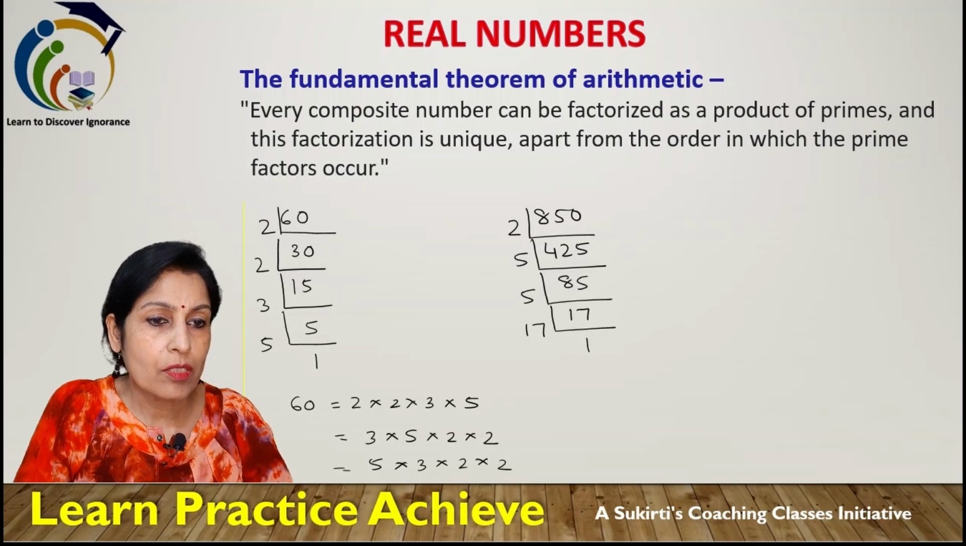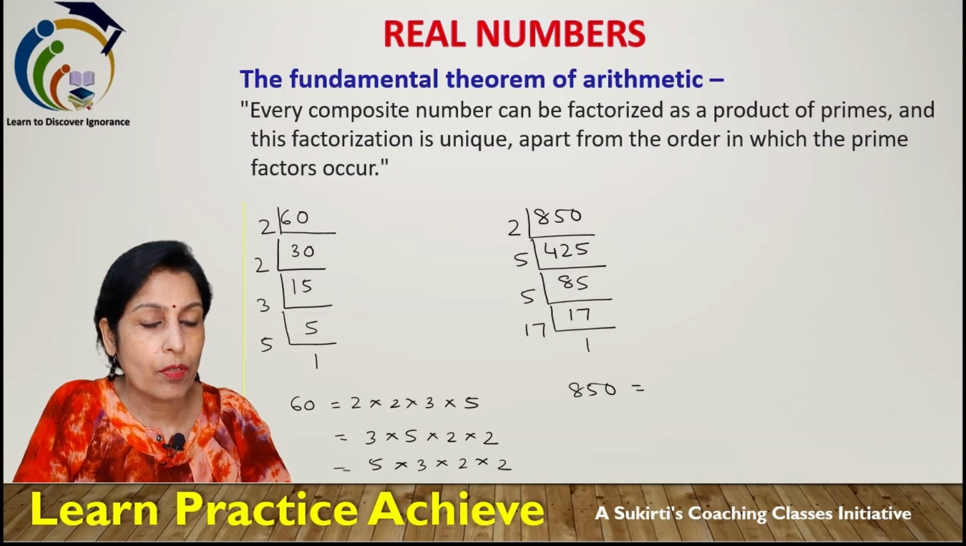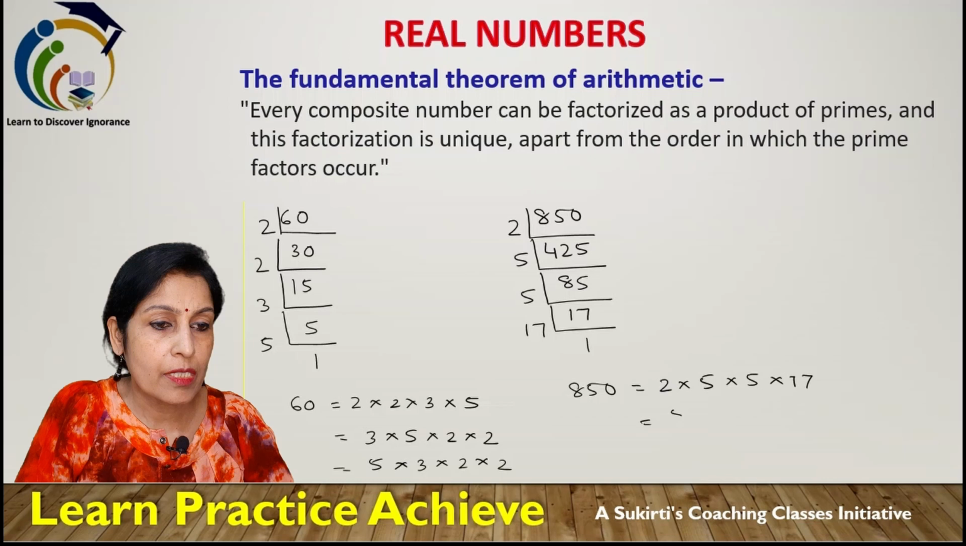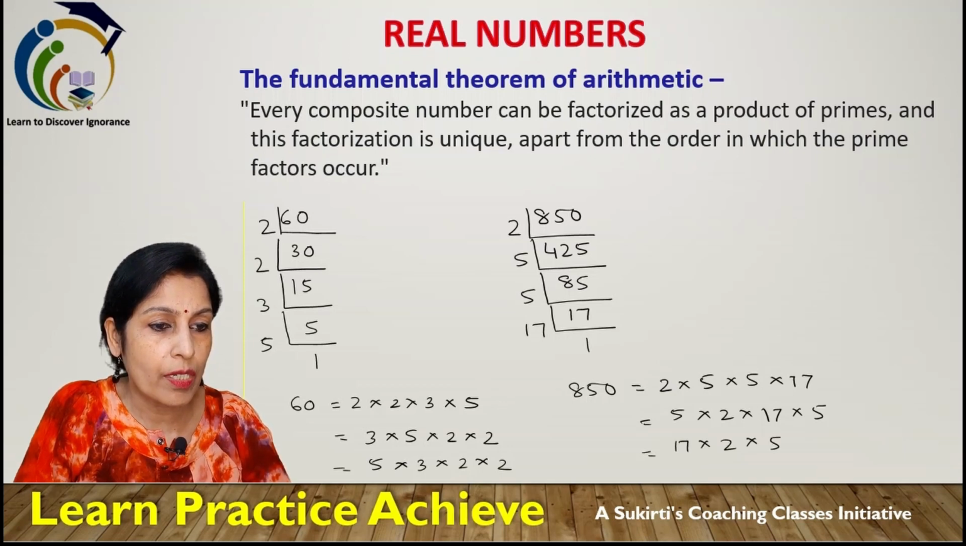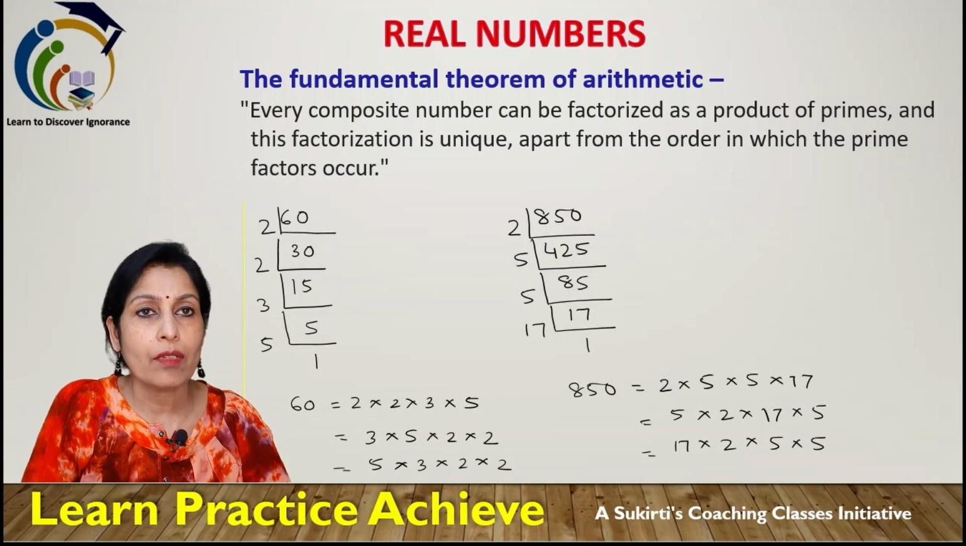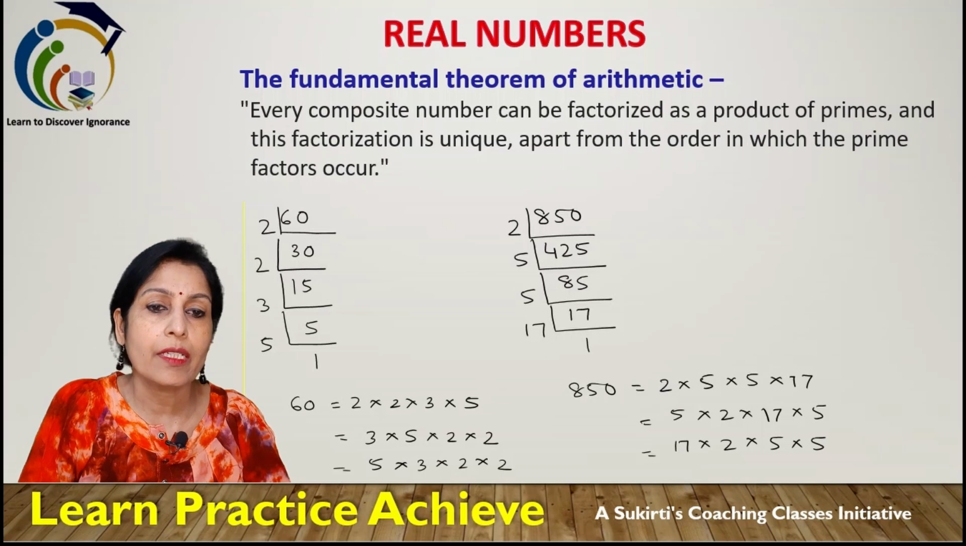So the prime factorization of this number 850 can be written in the form of 2 multiplied by 5 multiplied by 5 multiplied by 17, and this can also be written as 5 into 2 into 17 into 5, or it can be written as 17 into 2 into 5 into 5. So there is no fixed way to write down this prime factorization. You can write it in any way.